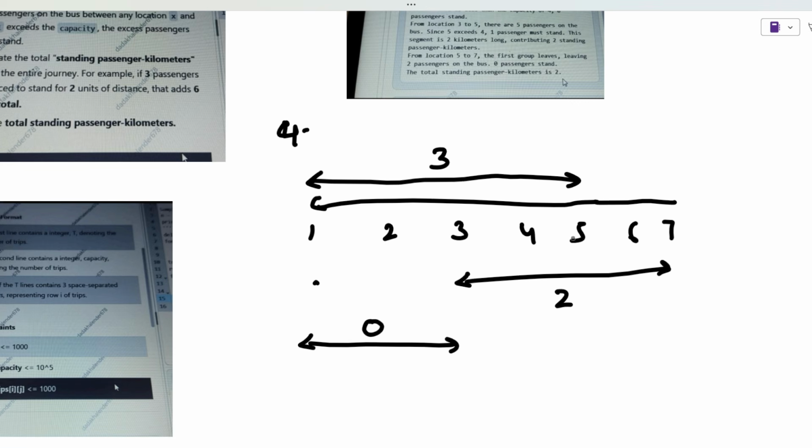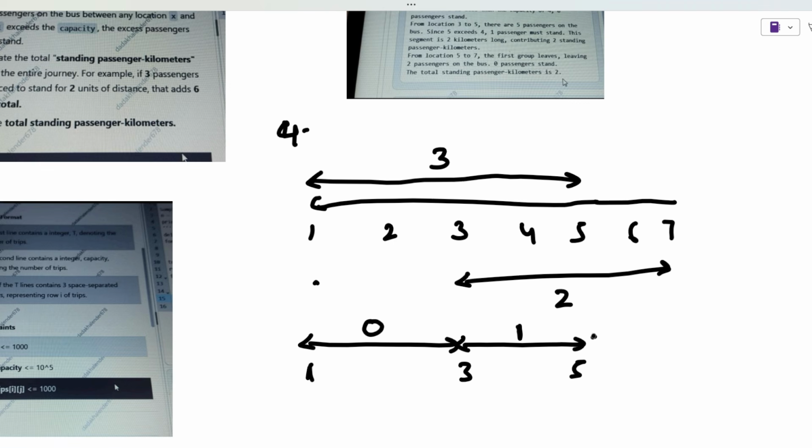Now from 3 to 5, how many passengers are there in the bus? From 3 to 5, you can see we have an overlapping. So 3 plus 2 is the number of people in the bus, but the capacity is 4. So it means from 3 to 5, only one passenger is standing.